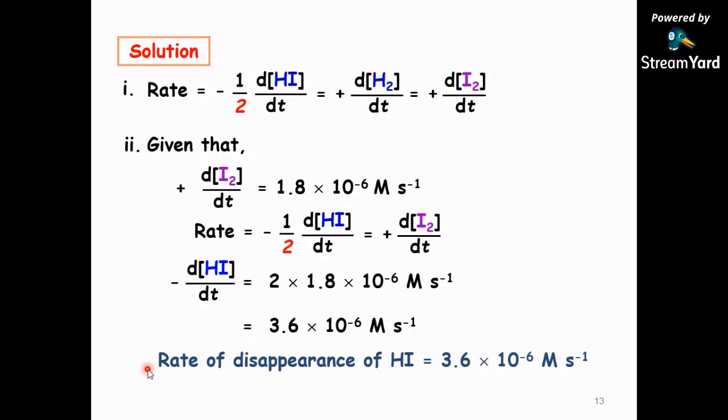Let's check again. Must write down the differential rate equation correctly. Jot down the information given, and then based on the differential rate equation, check the relationship between hydrogen iodide and iodine, and then do the calculation as usual. Here is mathematics. After you get the answer, don't forget the unit, and you must write down the conclusion for this kind of question. The rate of disappearance is what? The rate of formation is what? And then you need molar per second.